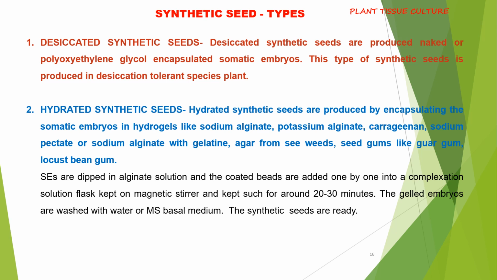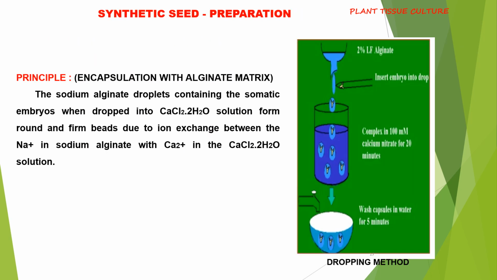In this process, the somatic embryos are first coated in alginate solution and then dropped into concentrated calcium chloride solution for 20 to 30 minutes with slow stirring. The gelled embryos are then washed with water and then can be stored or inoculated. The principle behind encapsulation of somatic embryos with alginate matrix: the sodium alginate droplets containing the somatic embryos, when dropped into calcium chloride solution, form round and firm beads due to ion exchange between the sodium ion in sodium alginate with the calcium ion in calcium chloride solution.